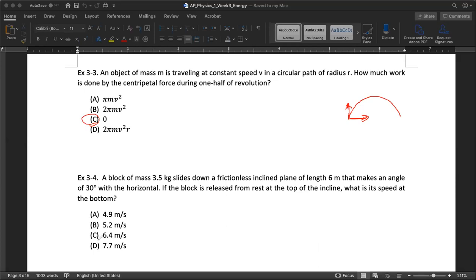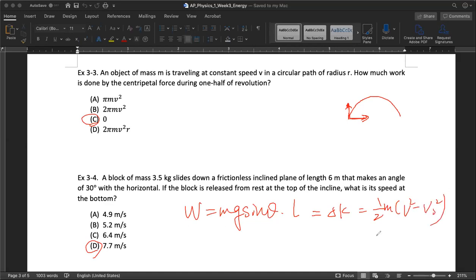D. Yeah, this one you got it. This one is not hard. It's a plug-in. The work done is mg sine theta times what? And I know the length is L, right? And that should equal the change of kinetic energy, right? You just plug in and that should give you the answer. So V is 7.7 meters per second. Okay, all right, great.